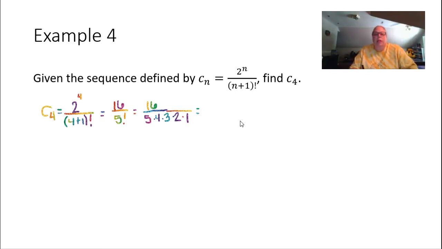For example, I know that 4 can divide into 16, and it will leave me with 4. And I also know that 2 can divide into 4, and it will leave me with a 2. That leaves me with a 2 in the numerator, and in the denominator I have 5 times 3 times 1, which is 15. And I can get there a little bit quicker by doing it this way. This is just reducing as we're going. It's called cross-canceling.